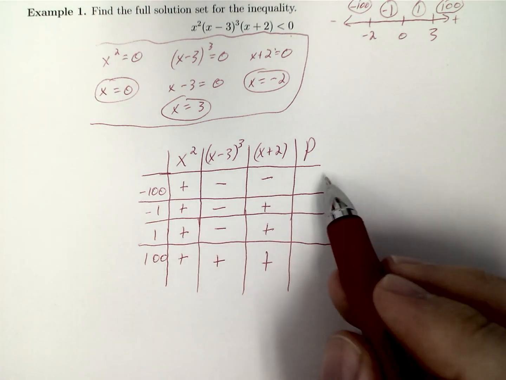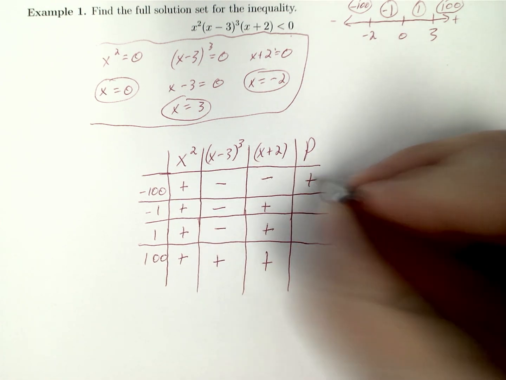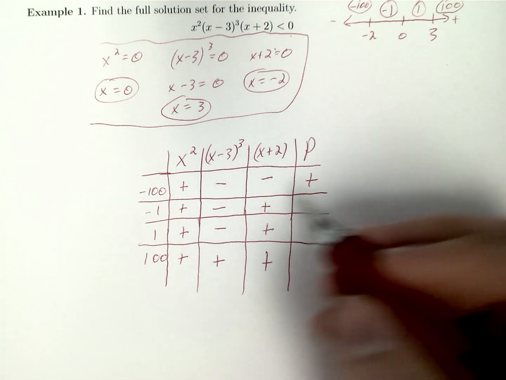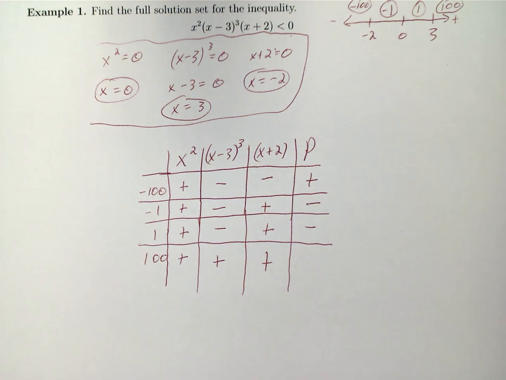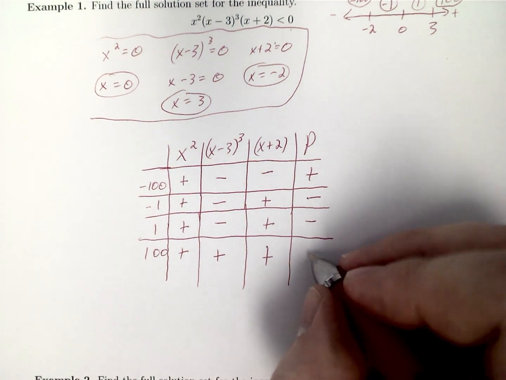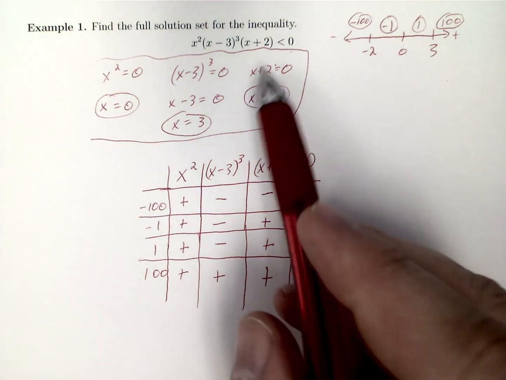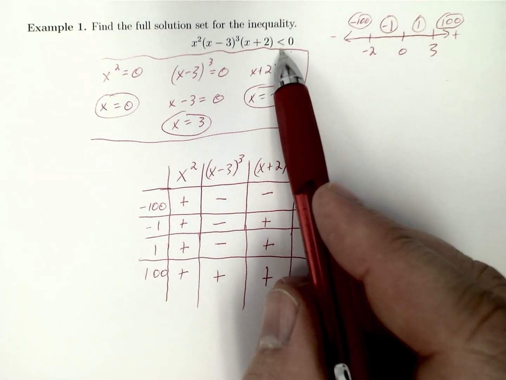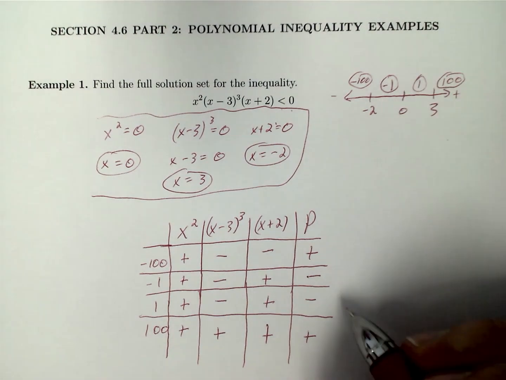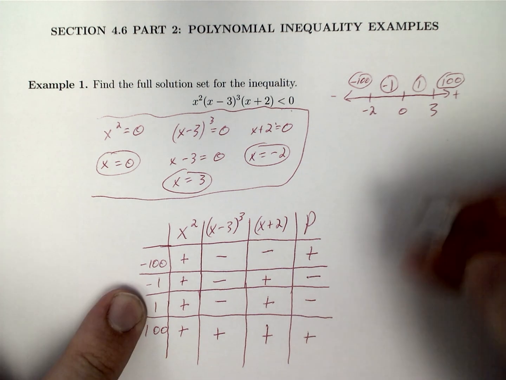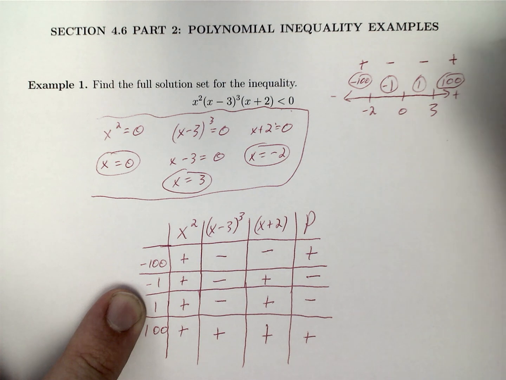And then we just see what the final result is. Positive, negative, negative, whole thing's positive. Positive, negative, positive, the whole thing's negative. Positive, negative, positive, the whole thing is negative. And then positive, positive, positive, the whole thing is positive. Now, what do we actually care about? The inequality is less than, so we want stuff that's negative. So we care about the places where it's negative. It's positive here, negative overall here, negative overall here, and positive here.